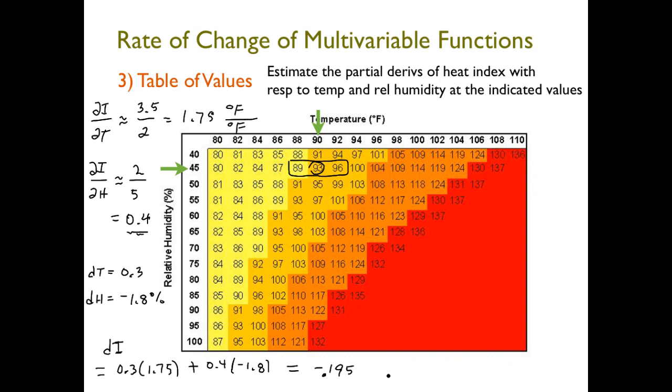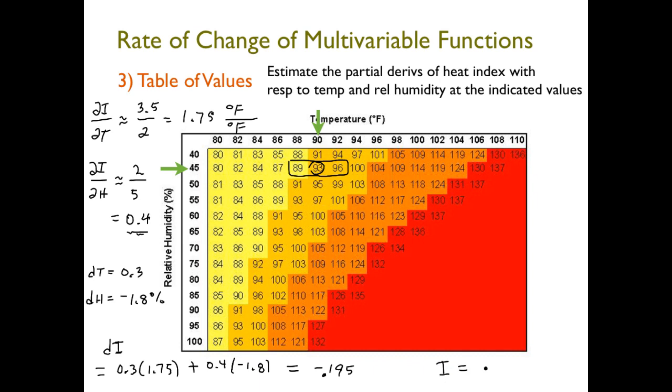So about -0.2, the heat index. It feels like the temperature goes down about 1/5 of a degree, because there's a canceling effect, right? In one case it makes it go up, in the other it makes it go down, so we're kind of a wash. So it makes it feel like the temperature went down a little bit, okay? And so then what do you predict for the new temperature?